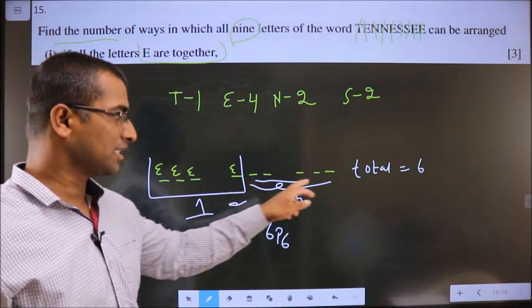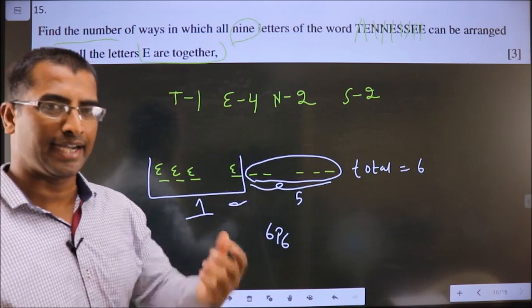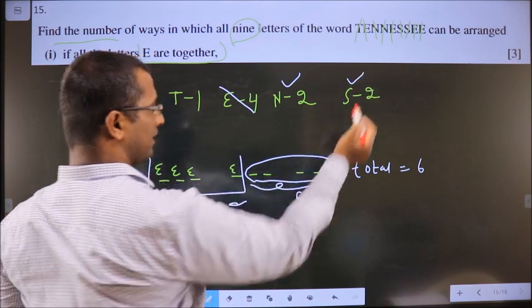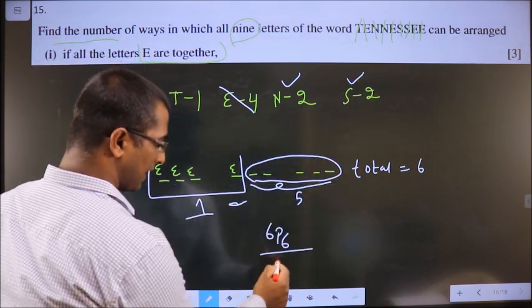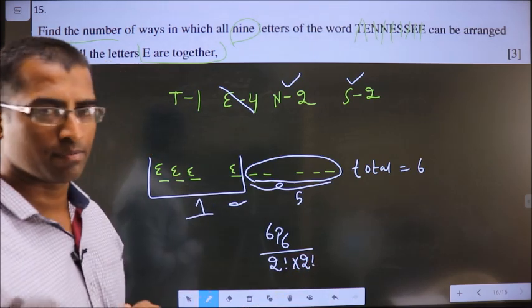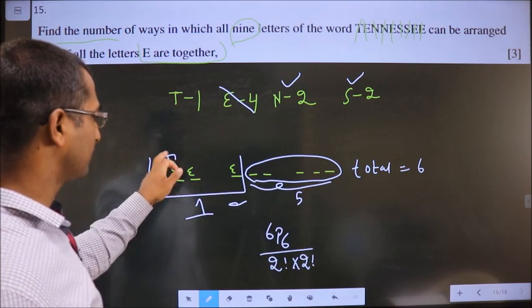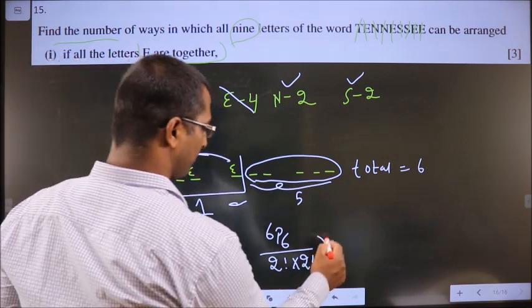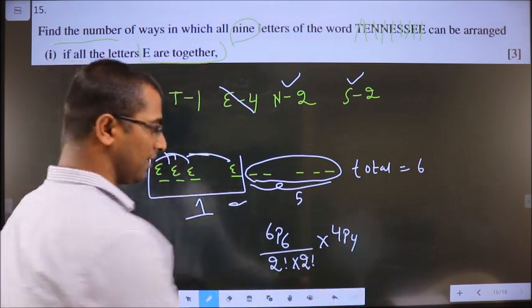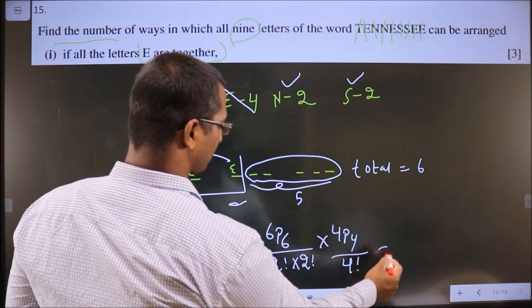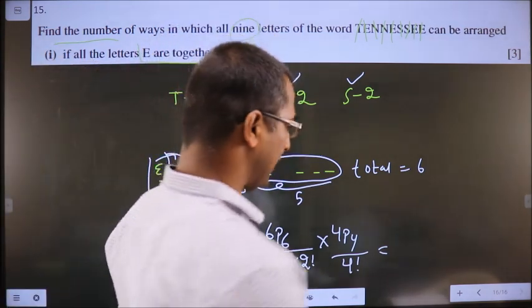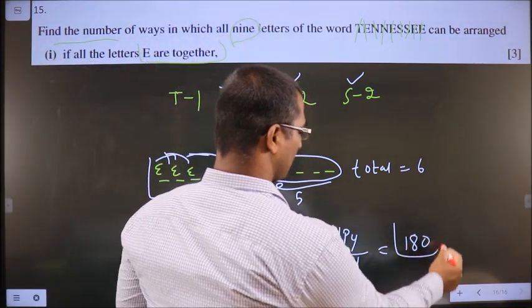Leaving this box, in these 5, do you see any identical letters? Leave E. I see 2 identical N, 2 identical S. So divide it with 2 factorial once for N, again 2 factorial for S. Okay. Now inside, these 4 letters E can be shuffled in 4P4 ways. Since all the E's are identical, divide by 4 factorial. Put this in the calculator, you get the answer to be 180. 180 is your answer.